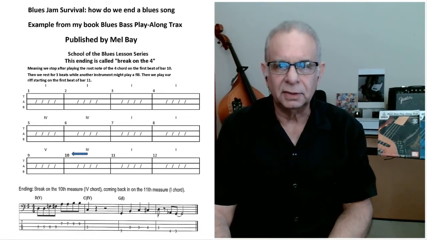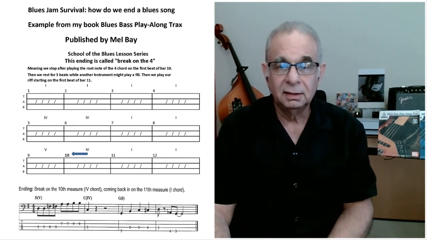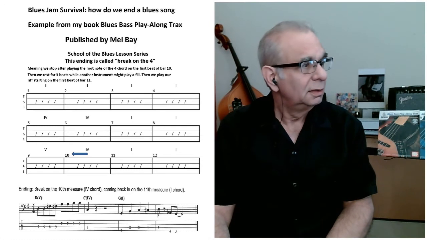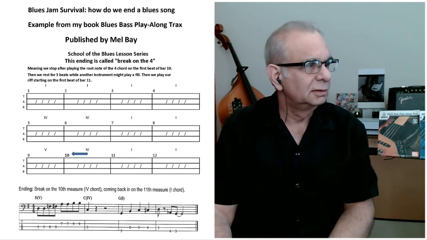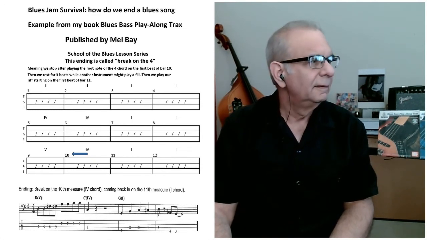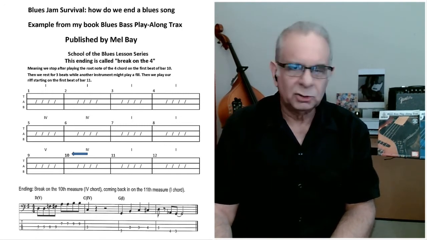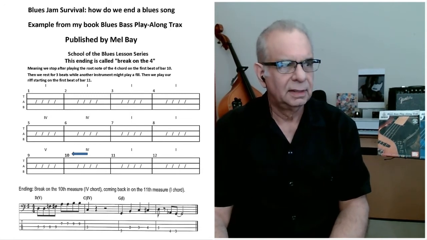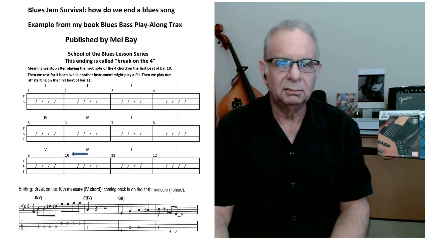So here on the split screen, I've put up a document that gives you some detail and also shows you an excerpt of the book. At the top, I go down the information you need to know. Blues Jam Survival, how do we end a song, from my Blues Bass Play-Along Trax book. It's published by Mel Bay, and you can buy it directly from them or from Amazon. And again, it describes what we mean by breaking on the 4.